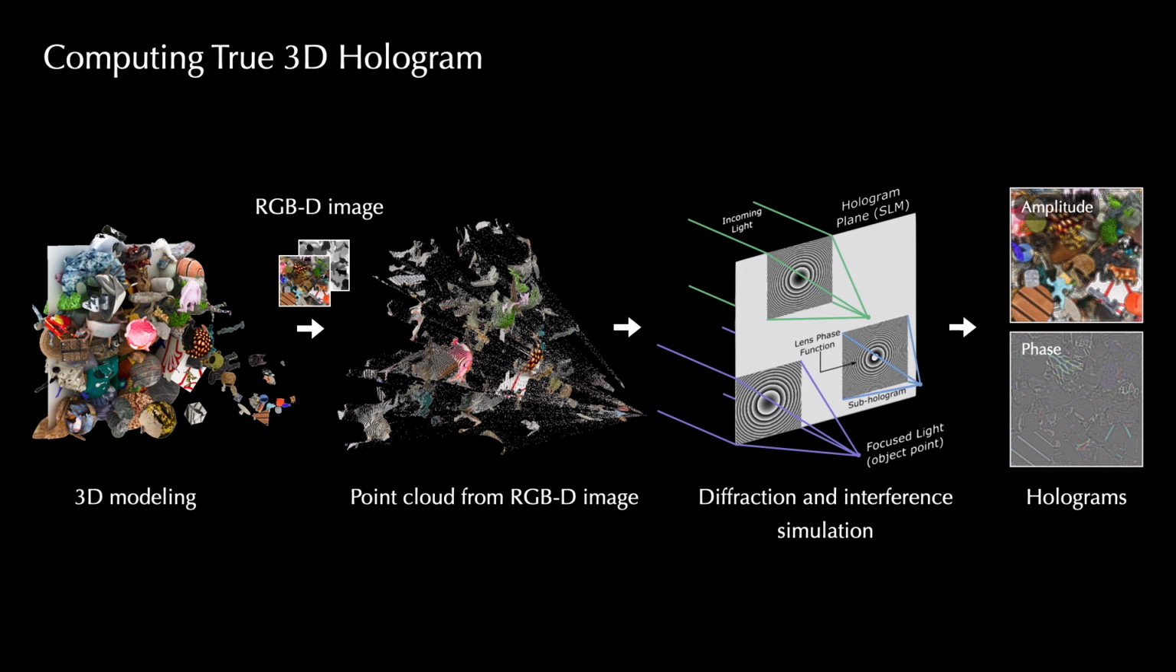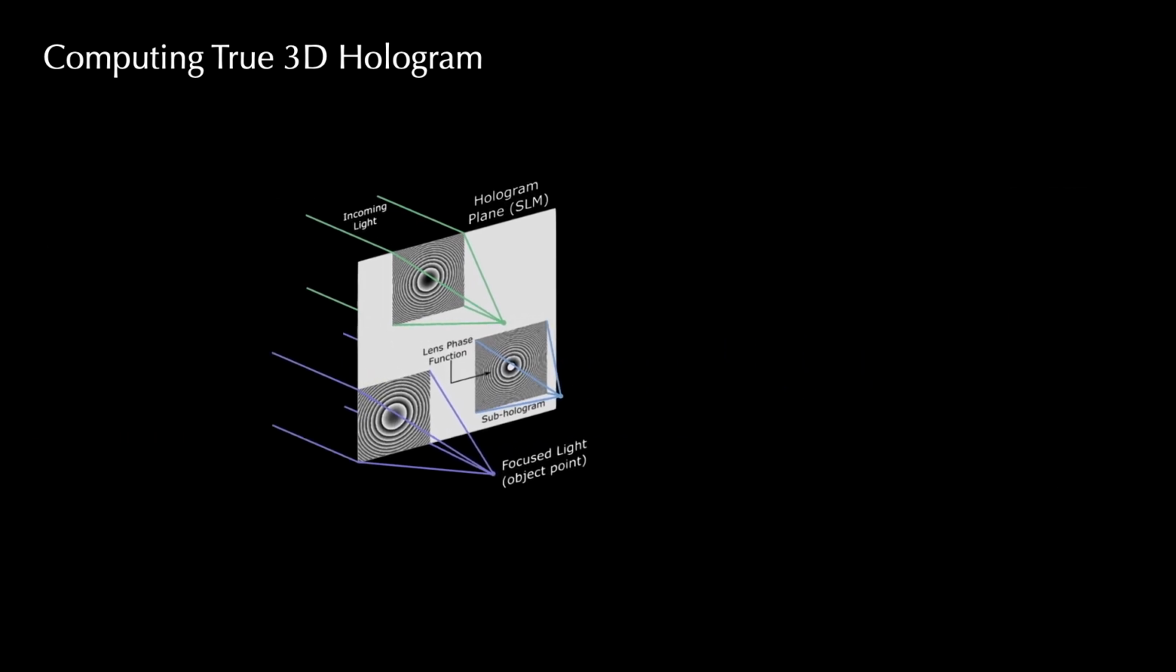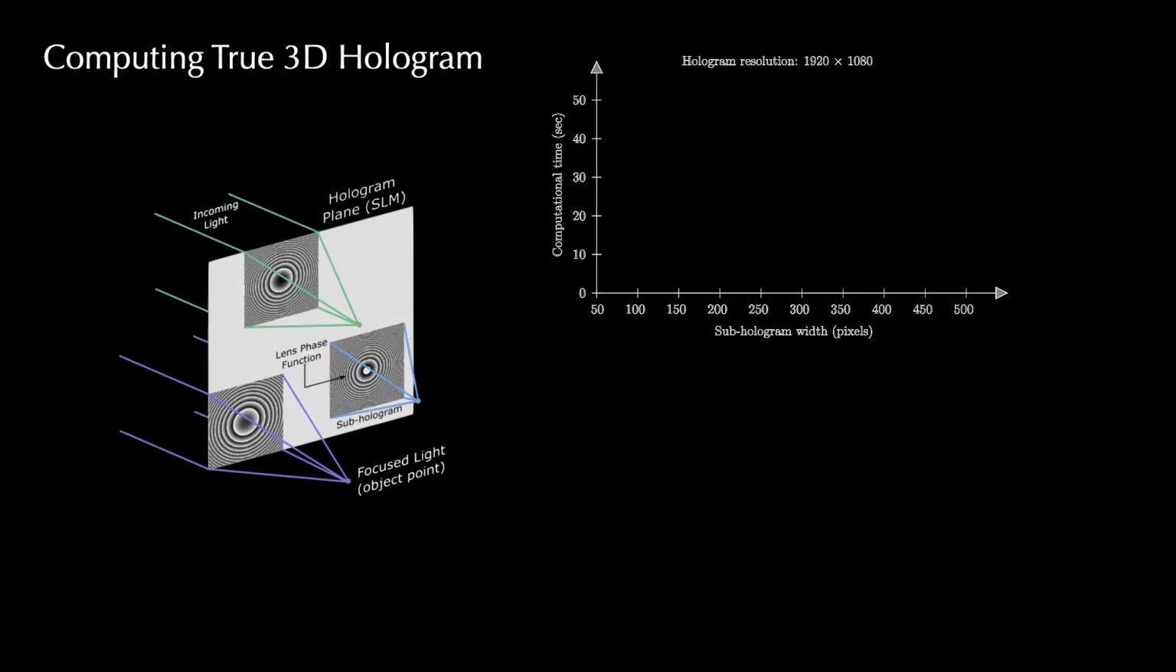RGB depth image for a modeled 3D scene and physically simulates light diffraction and interference for all 3D points to obtain a complex-valued hologram. This simulation, however, requires running spatially varying large kernel convolutions, and performing this for millions of points is computationally expensive even on GPUs, and currently too slow for real-time applications.